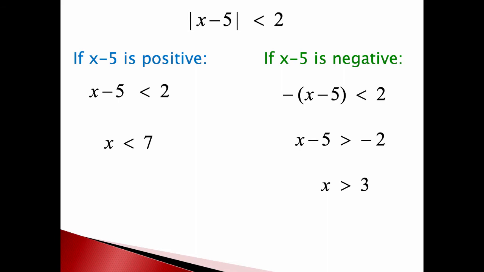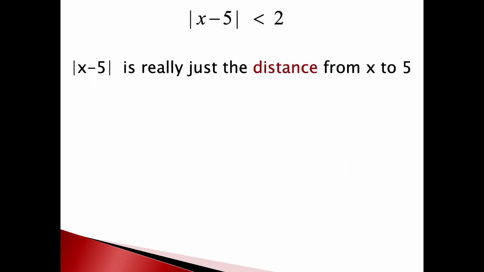It comes from the definition of the absolute value. We have two cases. X minus 5 could be positive, in which case the absolute values don't do anything, or x minus 5 could be negative, in which case it changes the sign. But in either case, what's really important here is where does the x live? Well, between 3 and 7, right? And that's because, another way of reading this inequality is that the distance from x to 5 has to be less than 2. In other words, let's draw a picture here.